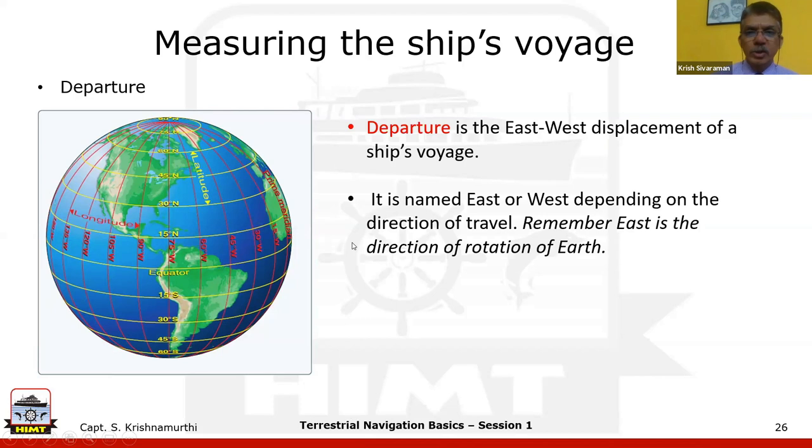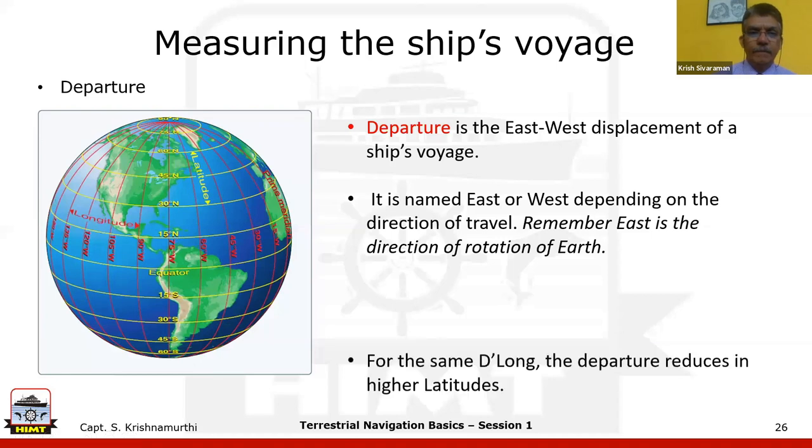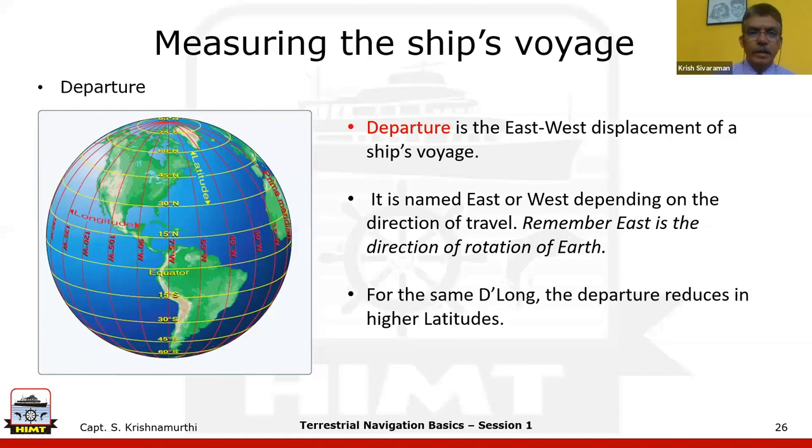Now, departure is also named similar to D-long, in the direction of travel. And what we notice is for the same D-long, the departure reduces as you go to higher latitudes. Higher latitude towards either the North Pole or towards the South Pole, the amount of east-west displacement reduces for the same amount of D-long.